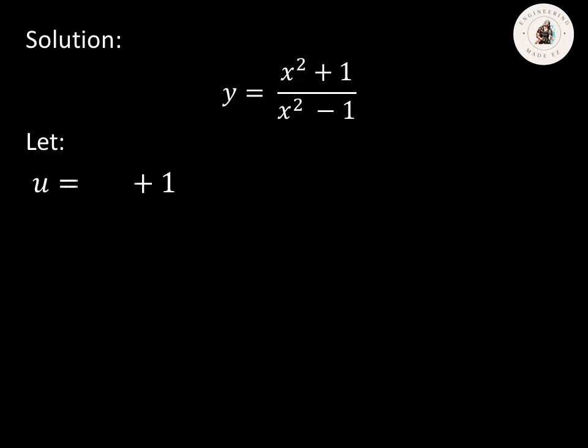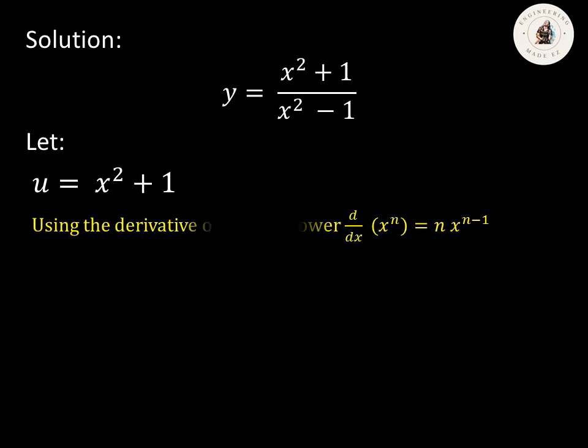Here we're going to let u be our numerator. So in the given, the numerator is x squared plus 1. So that's why we have here u is equal to x squared plus 1. To differentiate our u, we're going to use the derivative of the n power, which is the derivative of x raised to the power of n with respect to x is equal to n multiplied by x raised to the power of n minus 1.